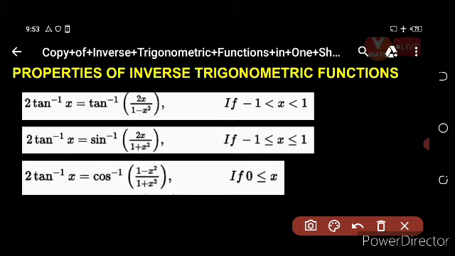So we know three formulas. We know that tan 2x is equal to 2 tan x upon 1 minus tan square x. So similarly, 2 tan inverse x is equal to tan inverse of 2x upon 1 minus x square. Similarly, here the condition is x lies between minus 1 to 1. Similarly, 2 tan inverse x is equal to sin inverse of 2x upon 1 plus x square. And 2 tan inverse x is equal to cos inverse of 1 minus x square upon 1 plus x square, where 0 is less than or equal to x.